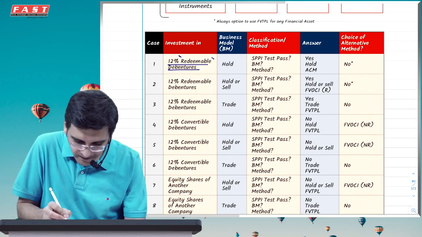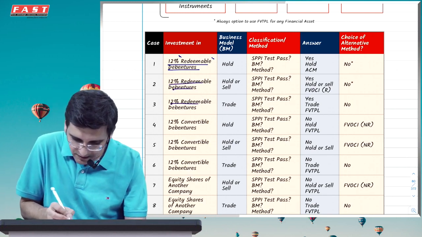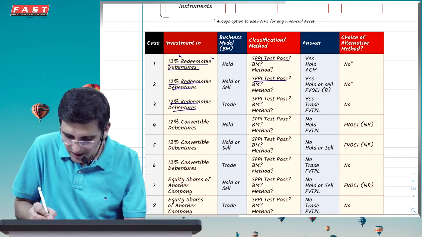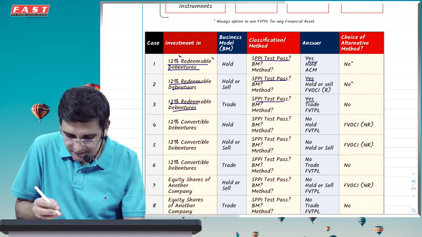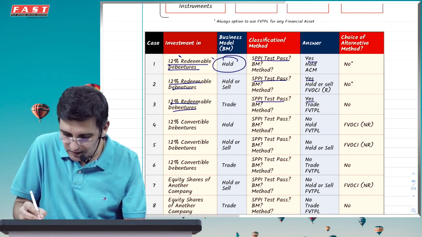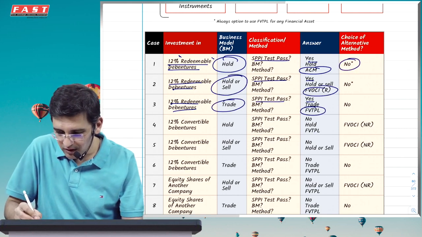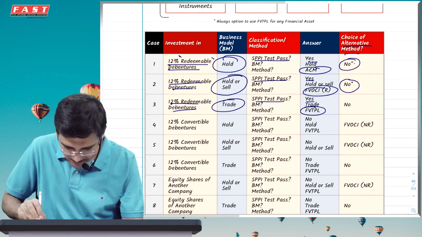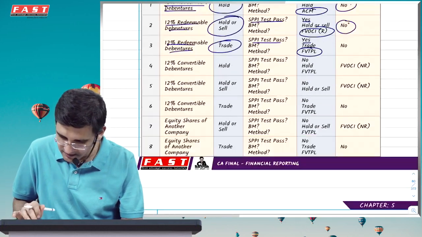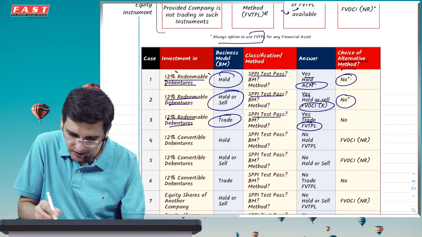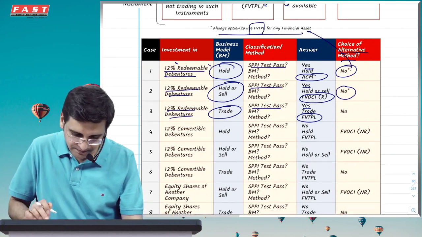So let's see. 12% debenture, 12% debenture, 12% debenture. SPPI test, whether it will pass. In all these cases, it is yes. If your business model is to hold, then you will use amortised cost. If it is to hold or sell, use FVOCI. If it is to trade, use FVTPL. You don't have an alternative choice of method, except there is a star that in every particular case, the FVTPL option is available with you.